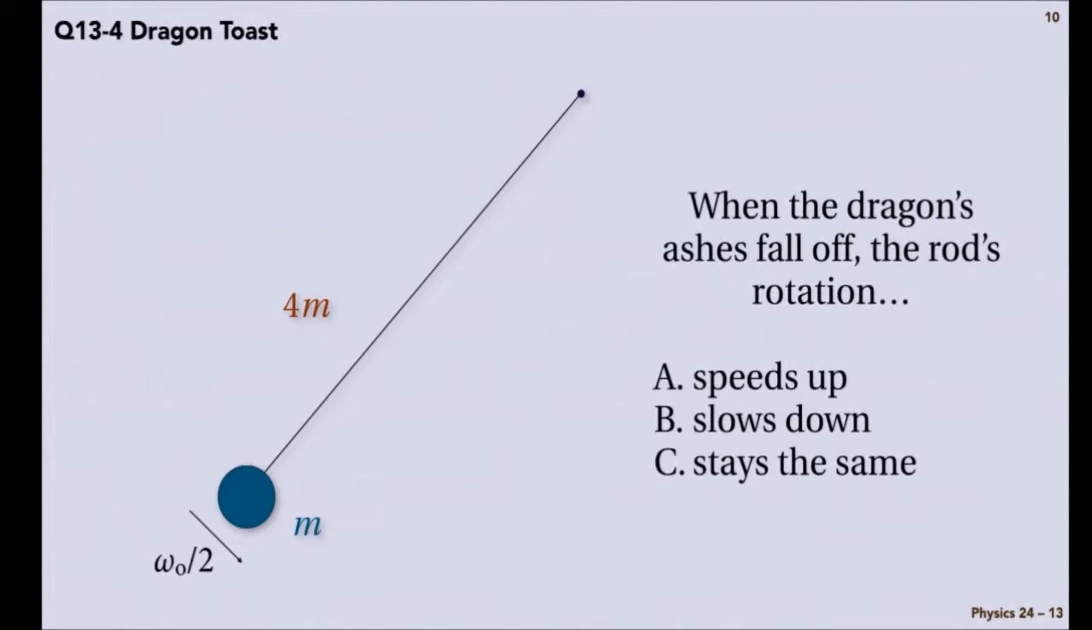And the question is, what does that do to the motion? So when the dragon's ashes fall off, the rod's rotation, what does it do? The rod's rotation speeds up, slows down, or stays the same. Before, we never actually confirmed whether or not linear or angular momentum was conserved.